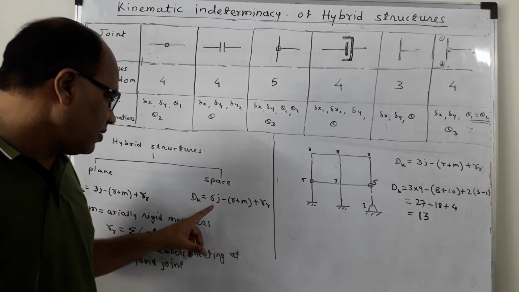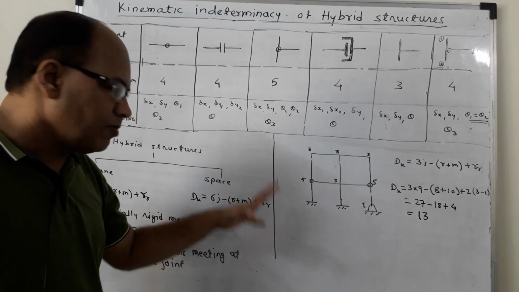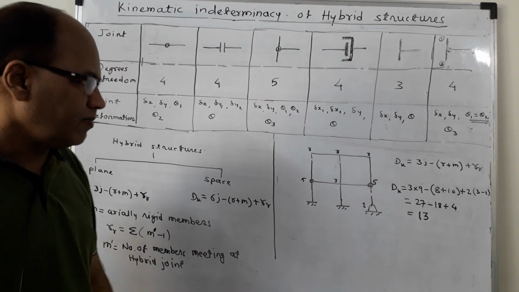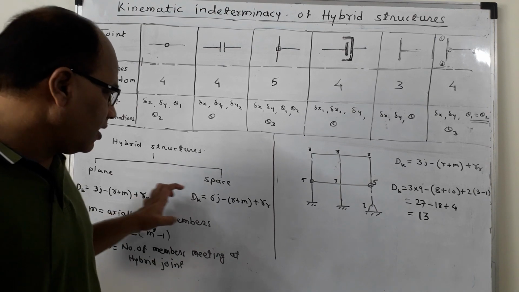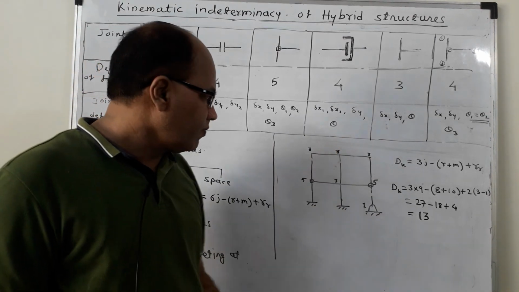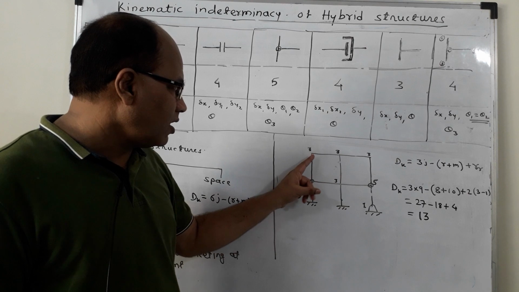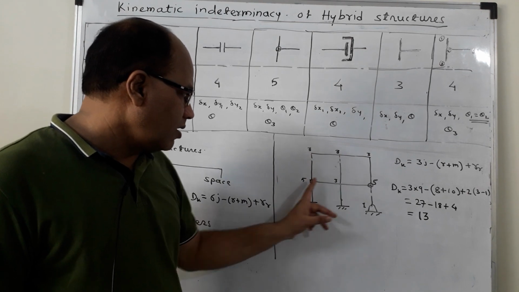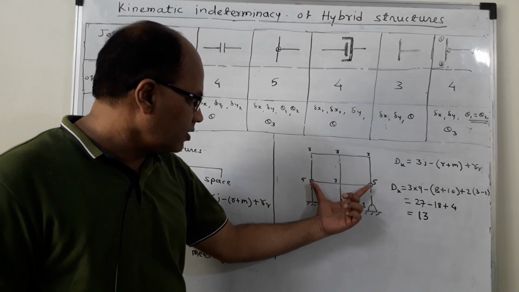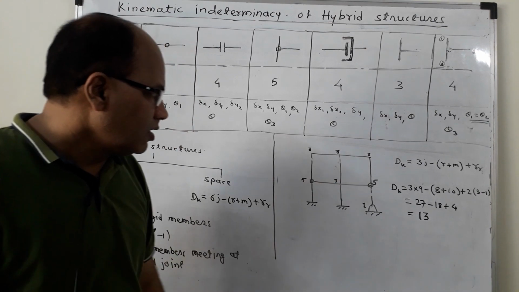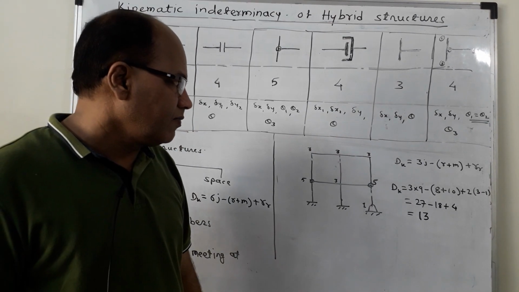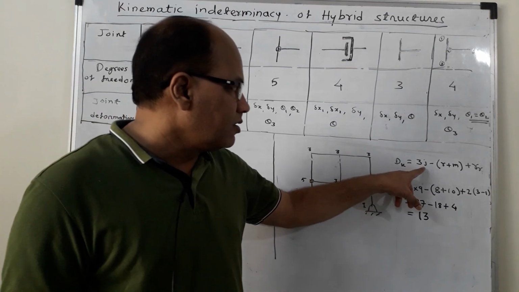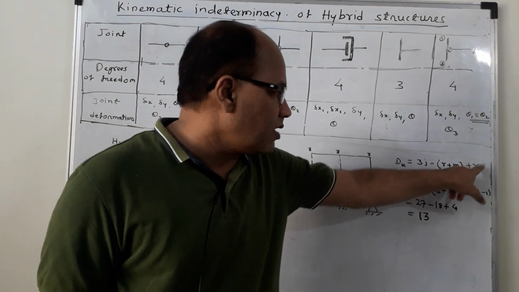The formula for a space frame is 6j minus r plus m plus rr. It is similar to that one. Now, in order to explain it correctly, I am considering a frame in which some joints are rigid and some are hinge joints. I have considered these two joints as hinge joints, and let us see the degree of kinematic indeterminacy in this case. So dk is given as 3j minus r plus m plus rr.